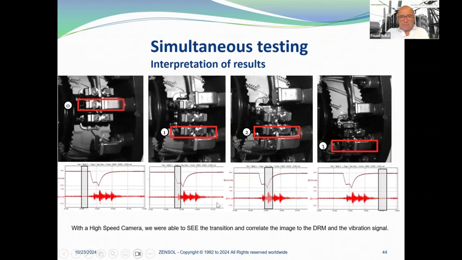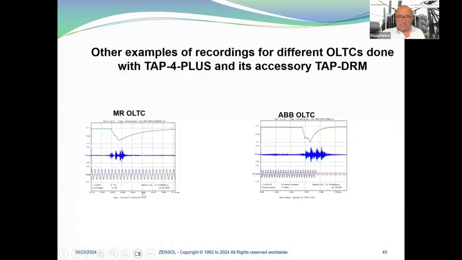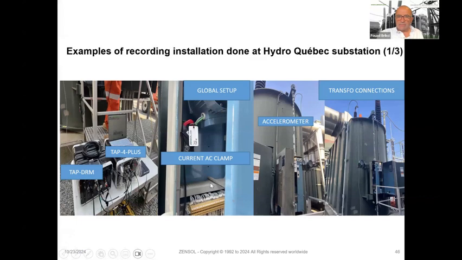So here we had a high-speed camera. We are able to see the transition and correlate the image to the DRM and the vibration signal. So here you are able to see, and here with vibroacoustic we are able to listen, and we know exactly what happens inside thanks to the electric model. Here we have other examples of MR and ABB OLTC.